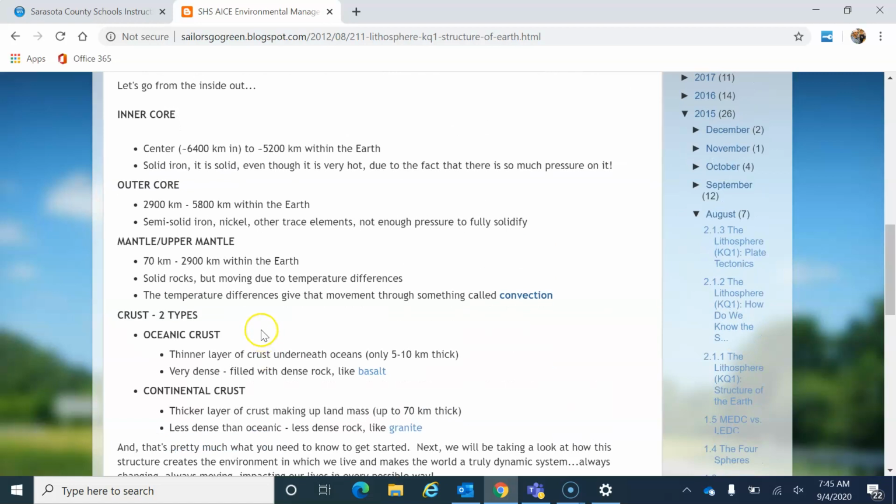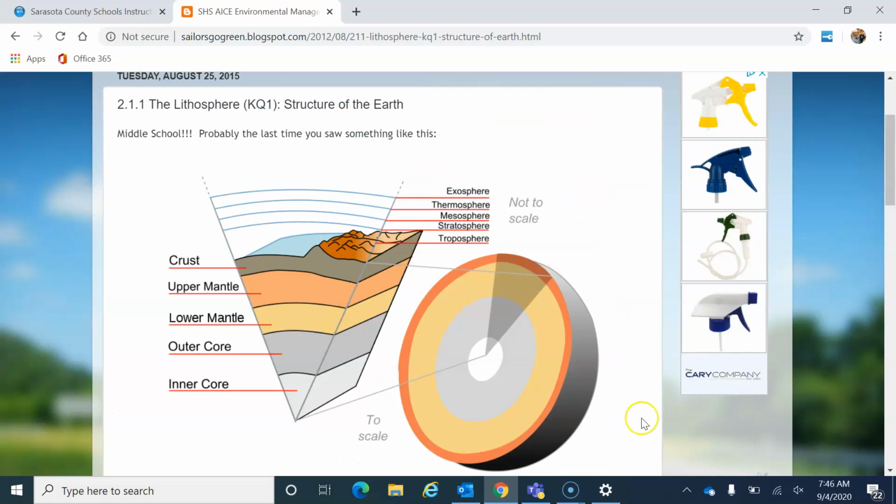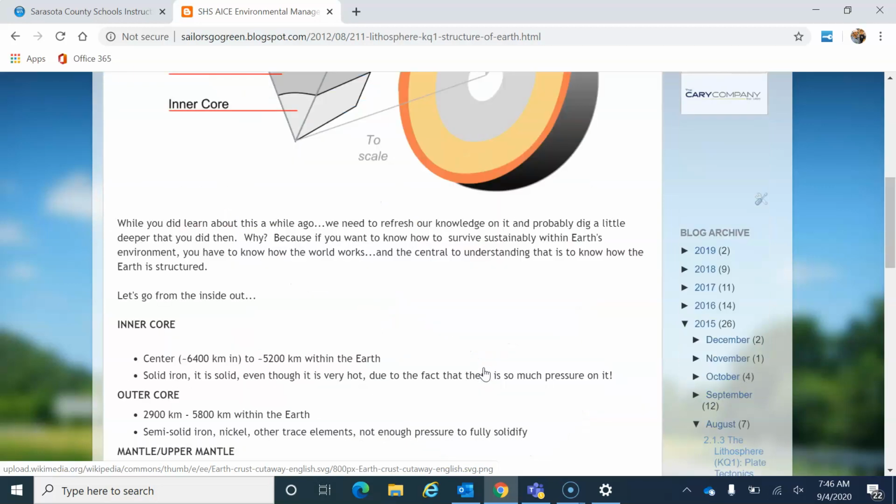The inner core, that middle part there, the very center of the Earth, is about 6,400 kilometers in to 5,200 kilometers in. So it's about 1,200 kilometers thick within the Earth. It is solid iron. Even though it's very hot, there's so much pressure being put on by the other layers that it is very compact, and so it still retains the solid state.